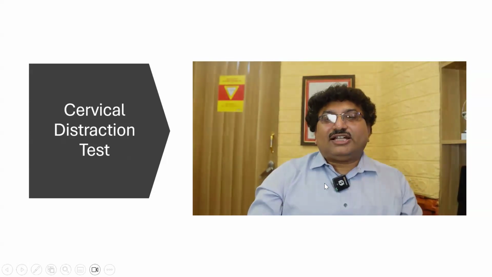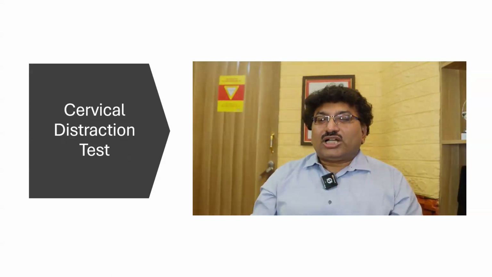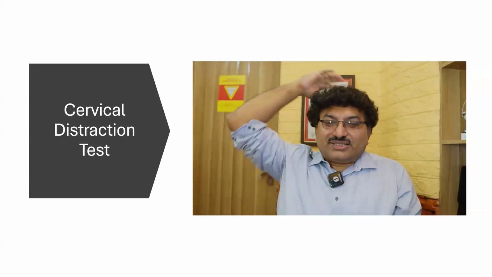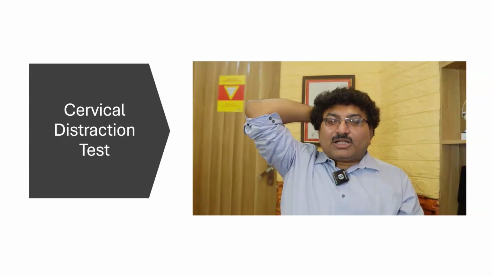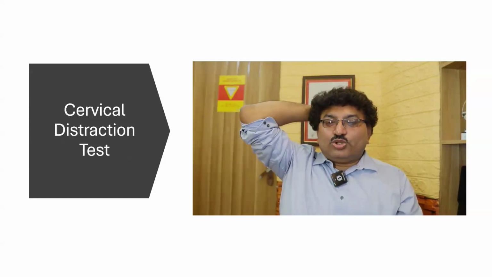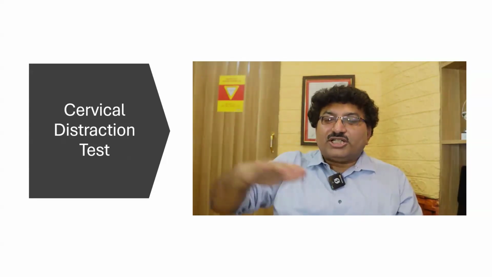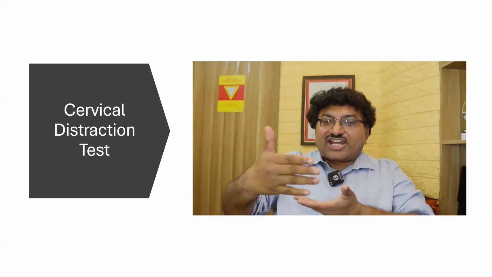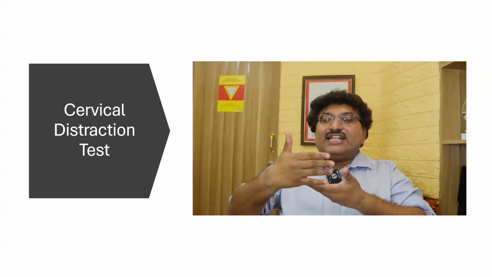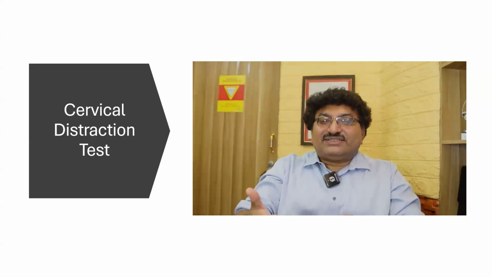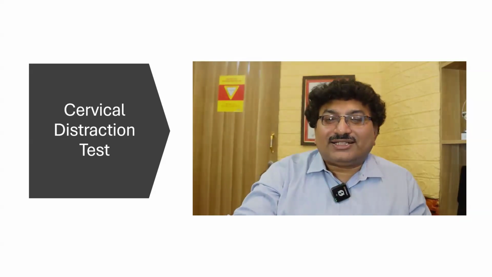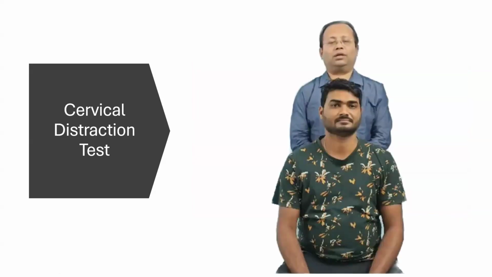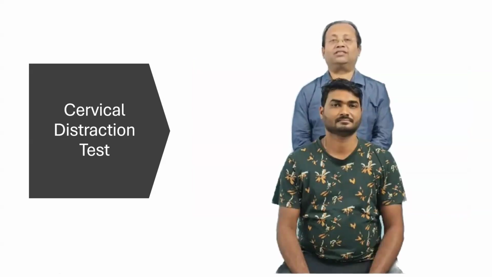Next test is the cervical distraction test. The shoulder abduction test needs nothing from the doctor; he just asks the patient to put the hand like this. But in the cervical distraction test, there are two possible ways: either the patient is lying on the bed and axial traction is applied over the head and chin, or the patient is sitting and I am applying axial traction. These two tests are mainly to relieve the pain. Now I want to perform the cervical distraction test.